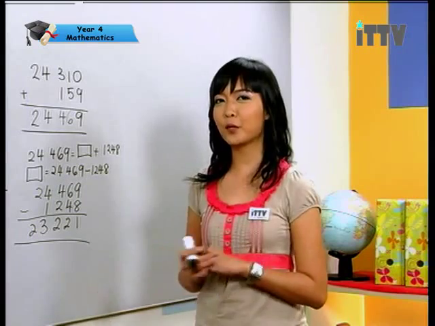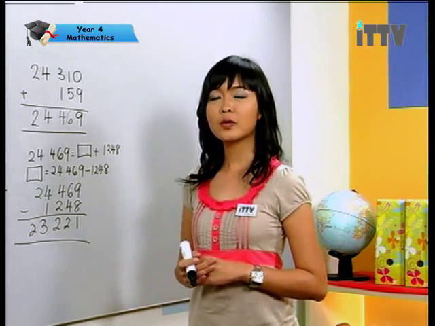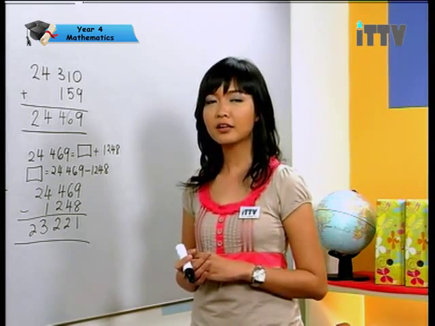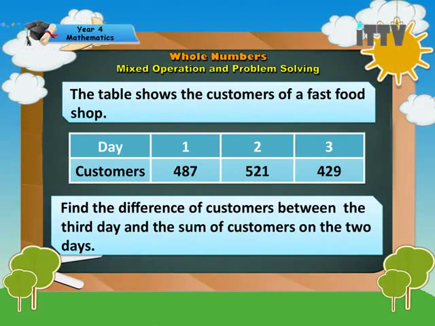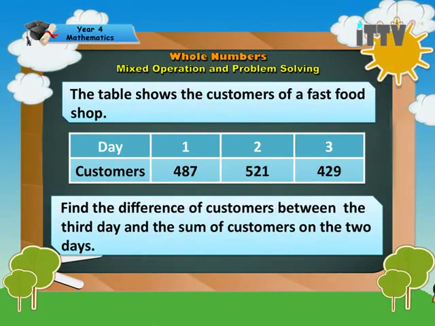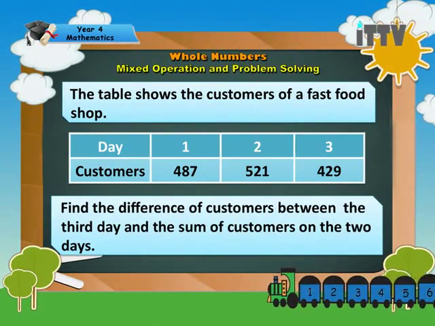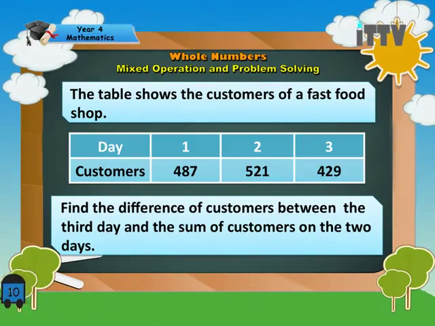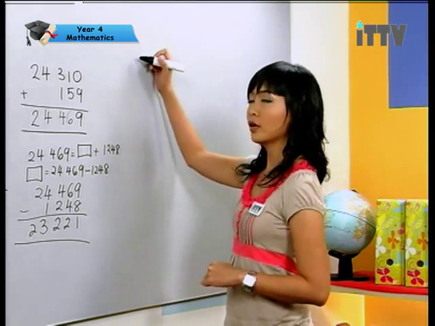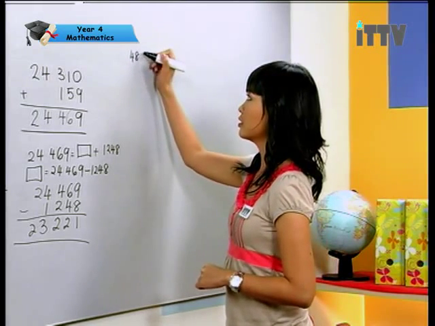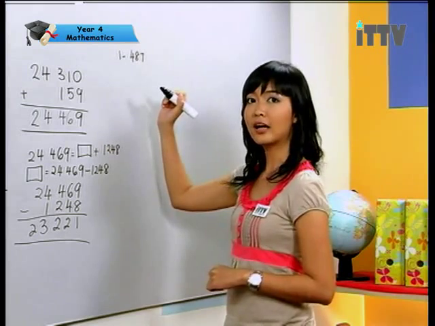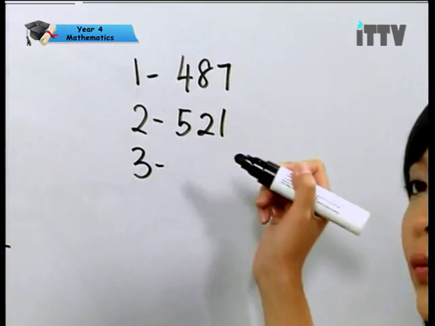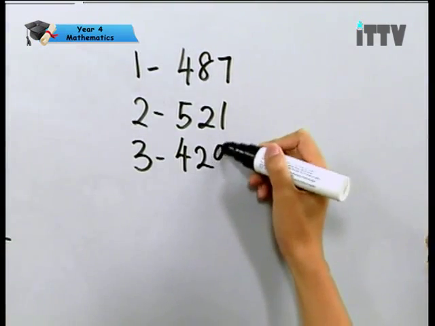Okay, now let's try to understand the question first. So we are given a table with the number of customers that came to the shop on 3 days. Now the question wants us to find the difference between the third day and the sum of customers on the first 2 days. Okay, hang on. Let's write down the numbers first. On the first day, we have 487. Day 1. For day 2, we have 521. And for day 3, we have 429.